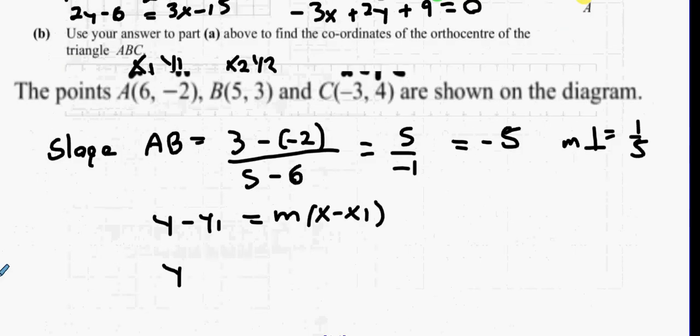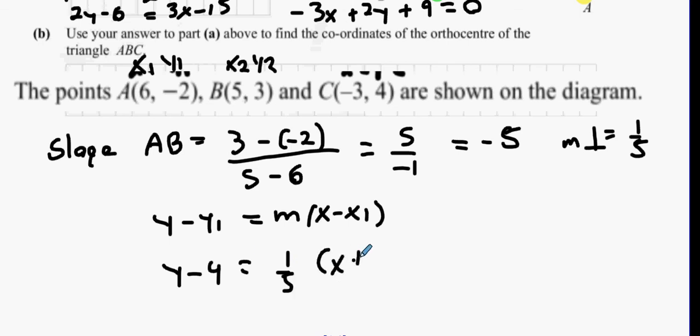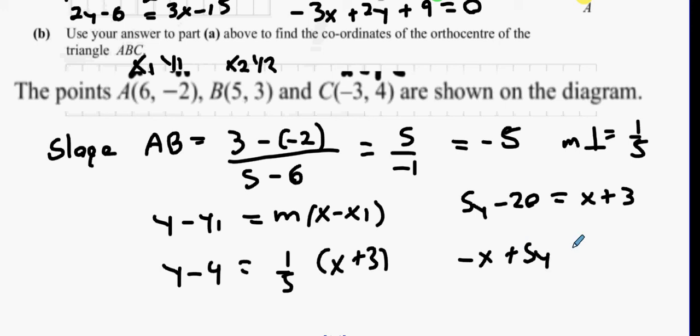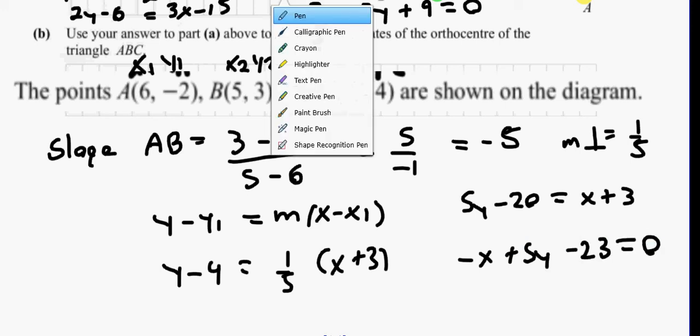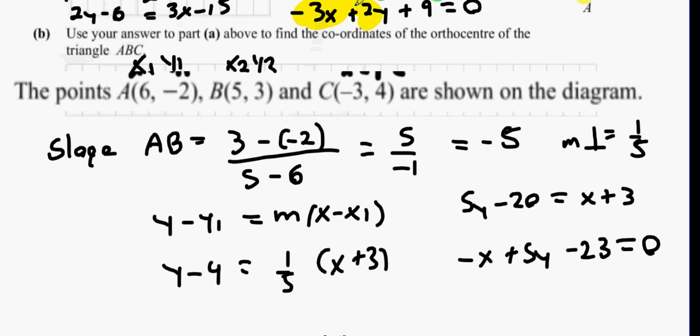We're nearly here now. We're going to do y goes through C. So what's it? Y minus 4 equals a fifth into x plus 3. We got 5y minus 20 equals x plus 3. Move it all over one side. You get minus x plus 5y minus 23 equals 0. We now have the equations of both lines here. This one, yeah, and this one, yeah.